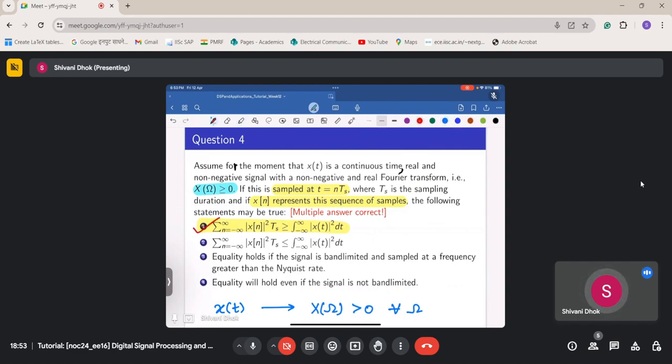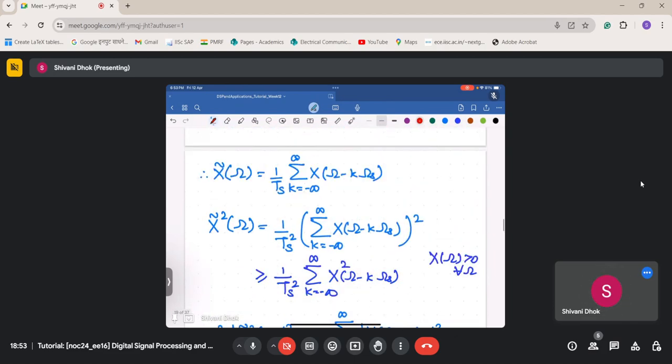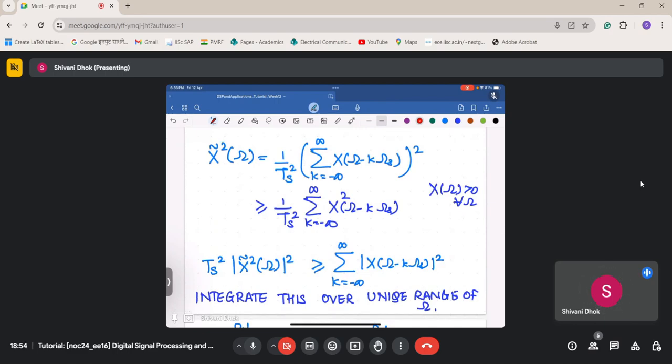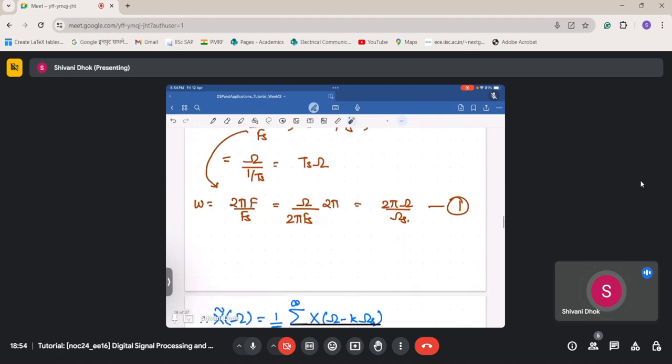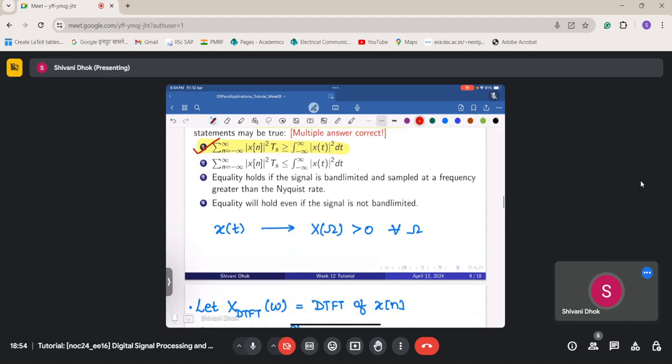Now the next thing is, when will this equality hold? This inequality came when we were looking at this particular quantity. So this X tilde of omega will be equal to this quantity when there won't be these other terms coming into picture, with k running from minus infinity to infinity. And this will happen when we have a band limited signal.